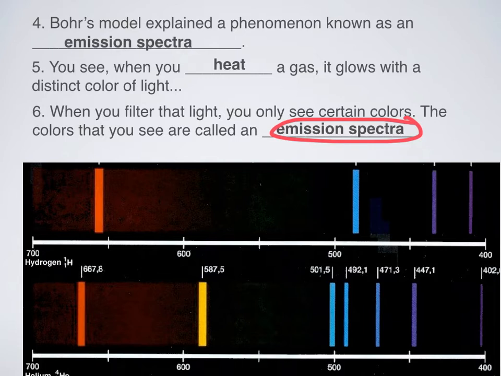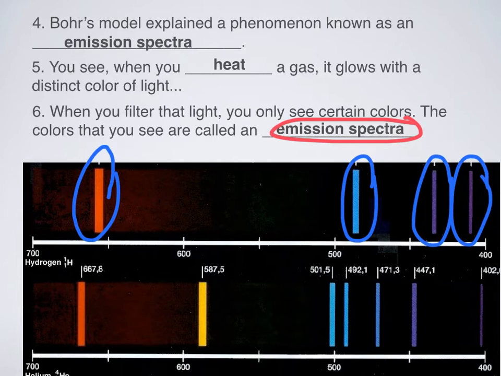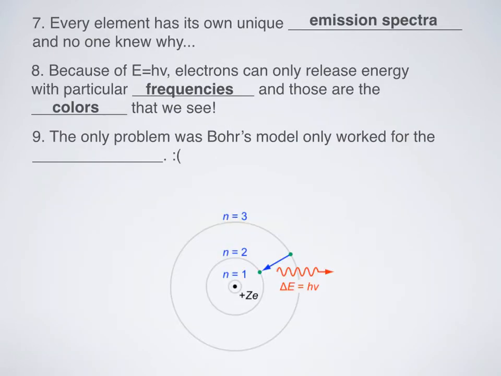So remember what hydrogen looked like when it was glowing. Well, when you filter it, you actually get these lines. And those lines correspond to a very particular wavelength and frequency. Each one of these has a very unique wavelength and frequency. And the thing about this connection between wavelength and frequency is that these never change. They're like a fingerprint for an atom. So every element on the periodic table has its own unique emission spectra, and no one could explain why.